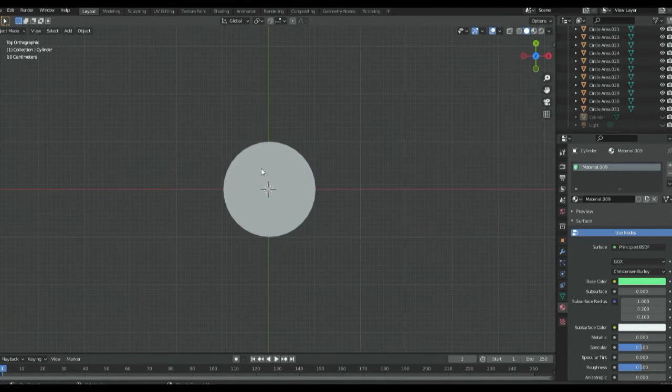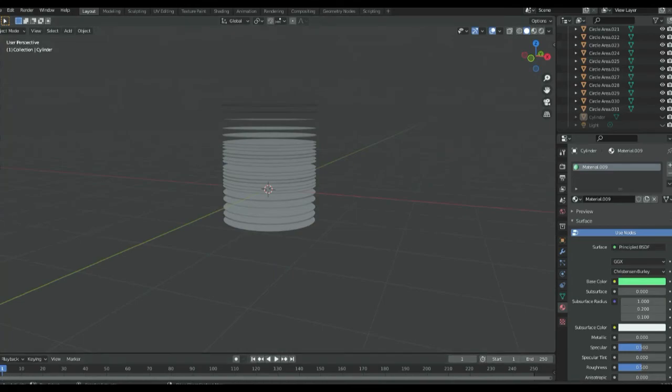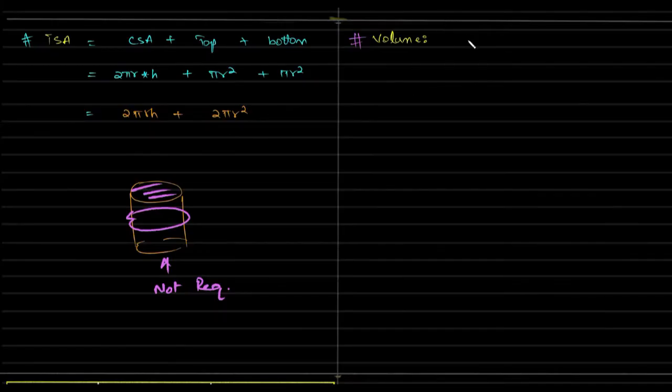It's nothing but pi r square, because it's nothing but a circle, is it not? Area into the third dimension, that is the height, will give you the volume. So volume is nothing but area into the height. So area of what? Area of a circle into the height. So what is the area of a circle? Pi r square into h is your volume of a cylinder.